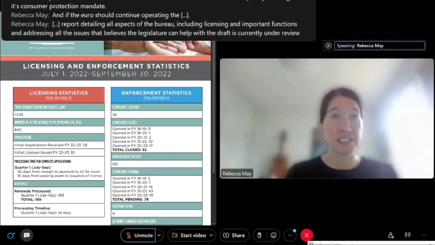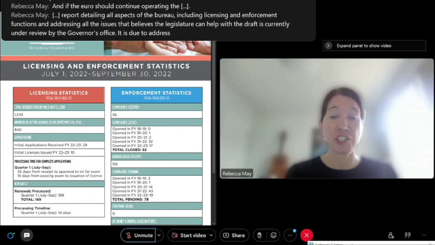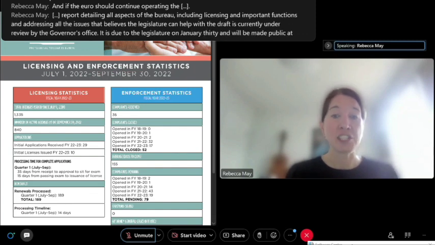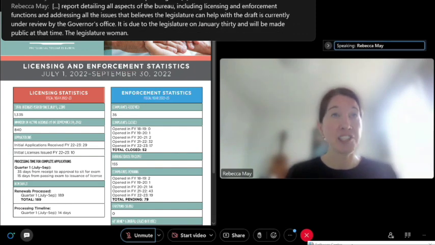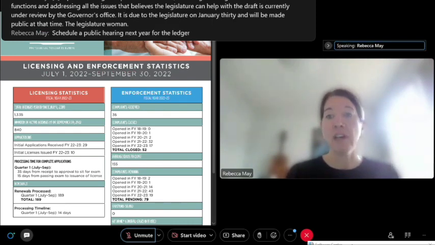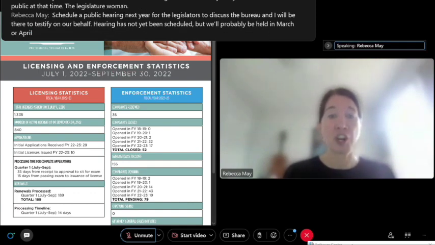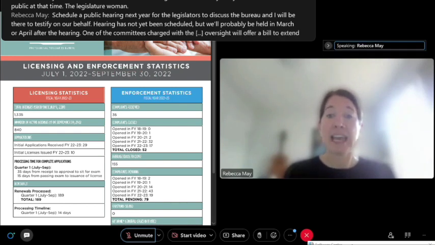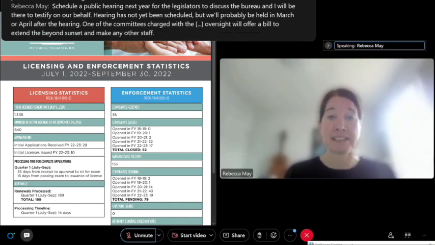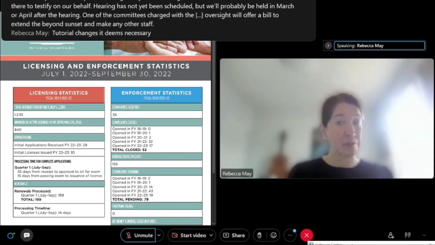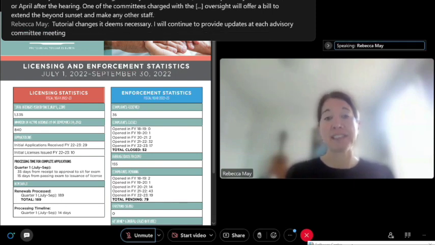It is due to the legislature on January 3rd and will be made public at that time. The legislature will then schedule a public hearing next year for the legislators to discuss the Bureau, and I will be there to testify on our behalf. The hearing has not yet been scheduled, but will probably be held in March or April. After the hearing, one of the committees charged with the Bureau's oversight will author a bill to extend the Bureau's sunset and make any other statutory changes it deems necessary. I will continue to provide updates at each advisory committee meeting as we move through the sunset process this next year.